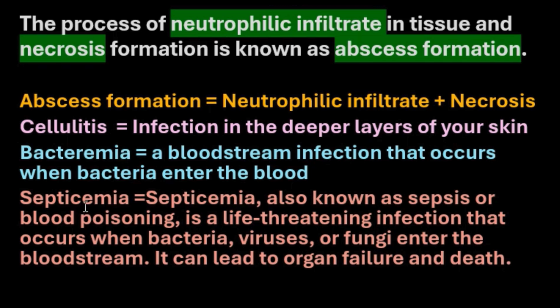Emia is always related to blood. Septicemia is sepsis or blood poisoning. It is also known as sepsis or blood poisoning. It is a life-threatening infection that occurs when bacteria, viruses or fungi enter the bloodstream. It can lead to organ failure and even death. So, these are all the terminologies.